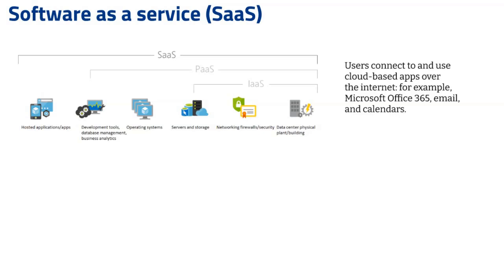Software as a service allows users to connect to and use cloud-based applications over the internet. Common examples are email, calendaring, and office tools. Software as a service provides a complete software solution that you purchase on a pay-as-you-go basis from a cloud service provider. You rent the use of an application for your organization, and your users connect to it over the internet, usually with a web browser.